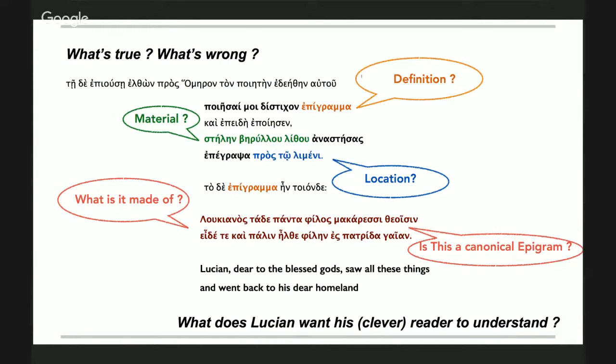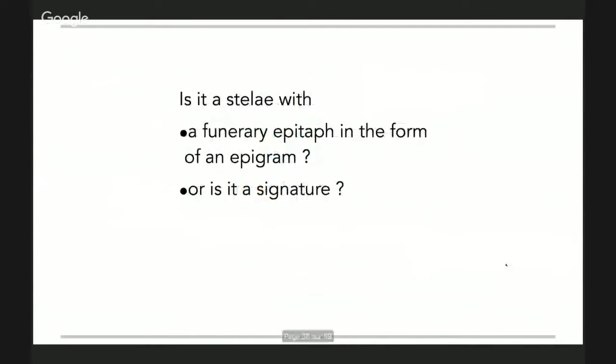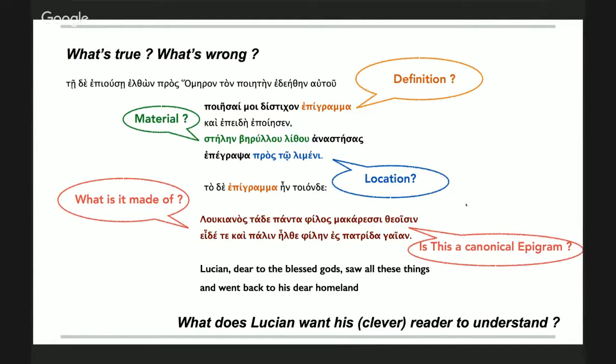What is true? What is wrong? We have seen that we have a very strange material, a definition with an epigram which is not so canonical, and the question is: is it a stele with a funerary epitaph in the form of an epigram? Because we are at the boundary, exactly the limeni, the port, the location, means that we are just at the border between the isles of the dead man and the real world, the world where human beings are living. So we are between death and life.